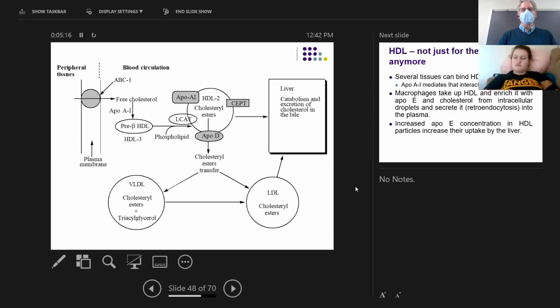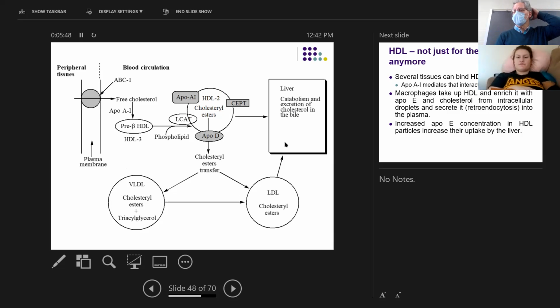So this picture here is meant to illustrate this pathway whereby you go from peripheral tissues to ABCA1, HDL takes it up, HDL takes it to the liver, converts it into bile salts and excretes it. Also, it can pick up cholesterol from VLDL and LDL. These, of course, can be taken up by the liver.